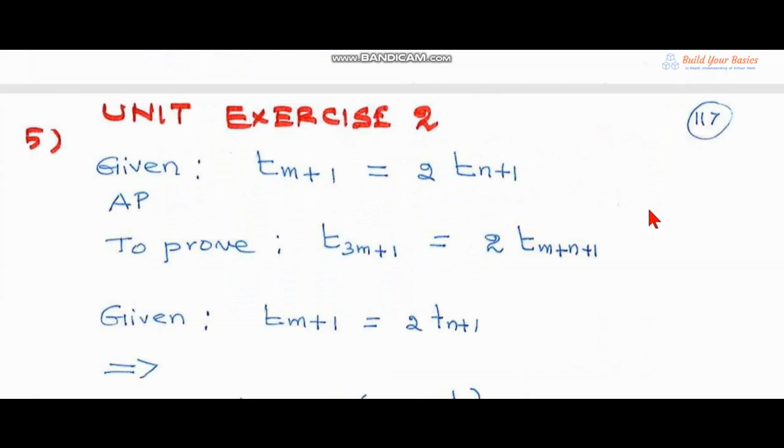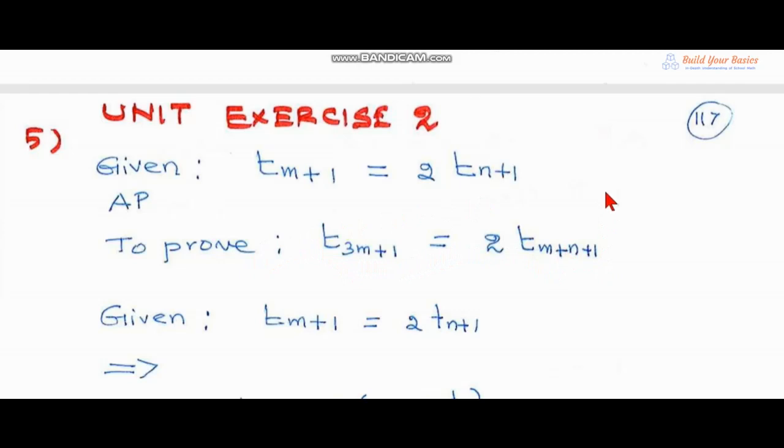Unit exercise 2, sum number 5. If the m plus 1th term of an AP is twice the n plus 1th term, then prove that the 3m plus 1th term is twice the m plus n plus 1th term. So given t(m+1) is equal to twice t(n+1). You have to prove t(3m+1) is equal to twice t(m+n+1).